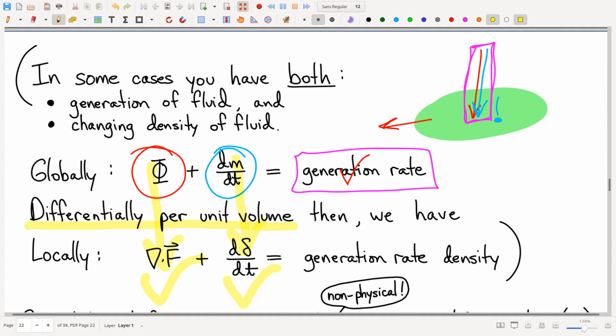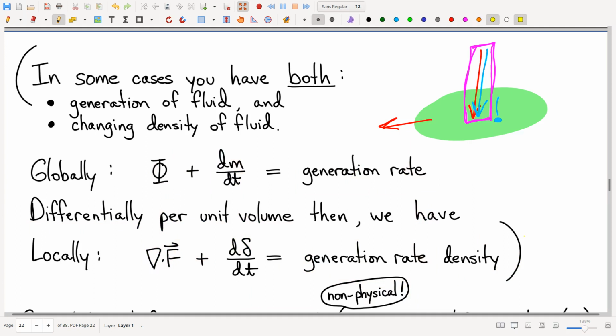And what happens over here, we don't have a pre-existing concept for what I'm calling generation rate density: how much fluid per unit time is being created in a given vicinity per unit volume. If you think about it, it makes sense, but it's not something we have a pre-existing notion of. The point is, this unifies our initial two examples as follows.